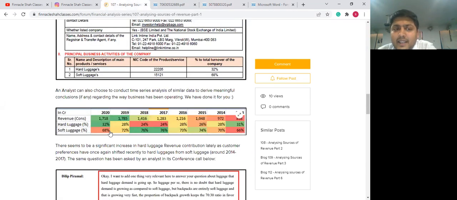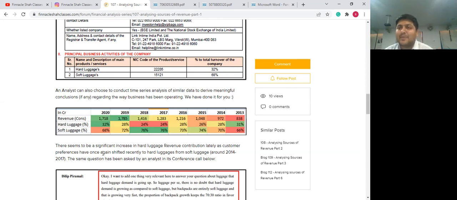So taking a look on a time series basis, conducting this analysis from 2013 to 2020 gives you wonderful insights about the business. So in the initial 5 years from 2013 to 2016, the composition of soft luggage kept on increasing. And now the composition of soft luggage is once again down. So there was a huge trend in 2014 to 2016, where, with duffel bags, everyone wanted to shift to soft luggage.